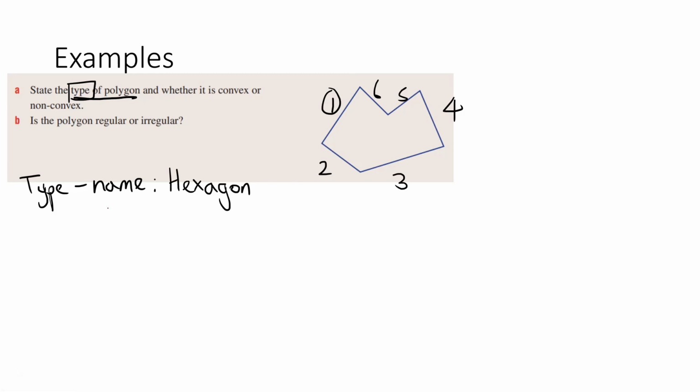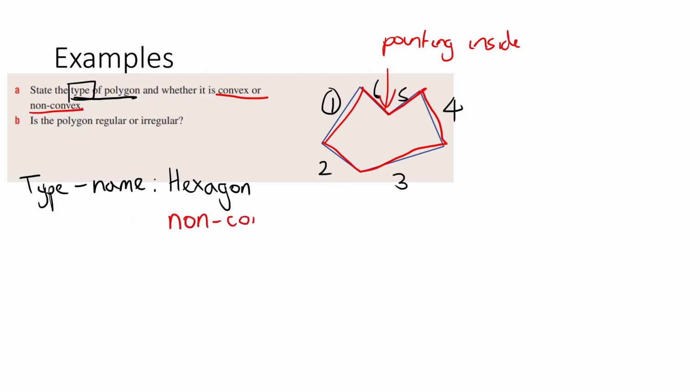The second half of the question is convex or non-convex. So you look at the shape, follow it. So far, all the angles are pointing outside. When you get to here, you have one angle pointing inside. If you have an angle pointing inside, we call it non-convex. Okay, that's question A done.